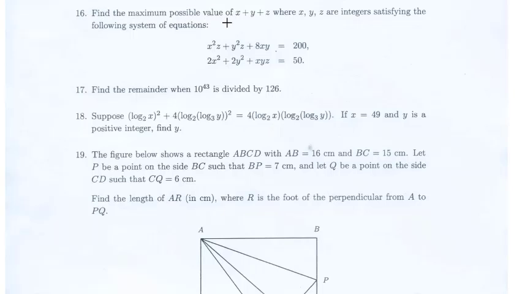Find the maximum possible value of x plus y plus z, where x, y, z are integers satisfying the following system of equations. These two equalities.